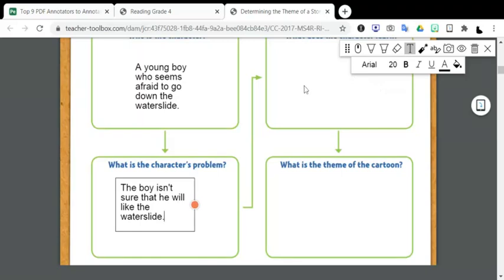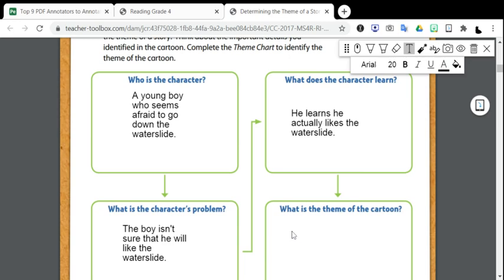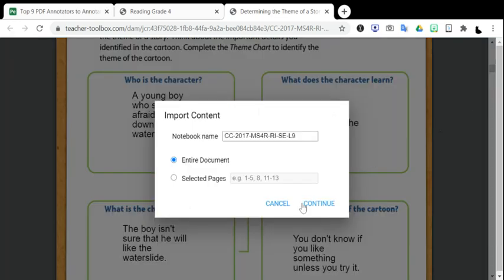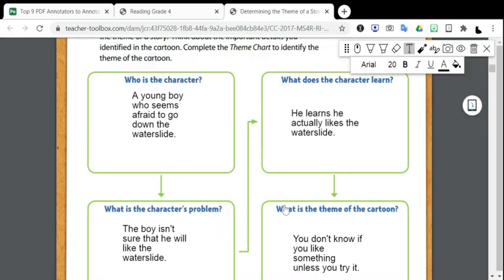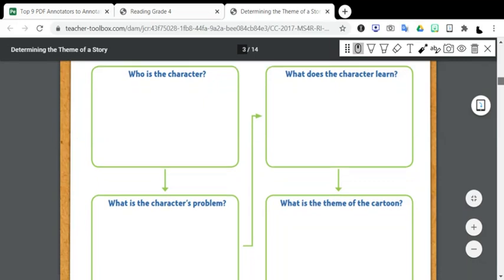Okay. Let's follow the arrows. The character learns that he actually likes going on the water slide. And the theme, what I took away from this lesson, is you don't know if you like something unless you try it. Okay?